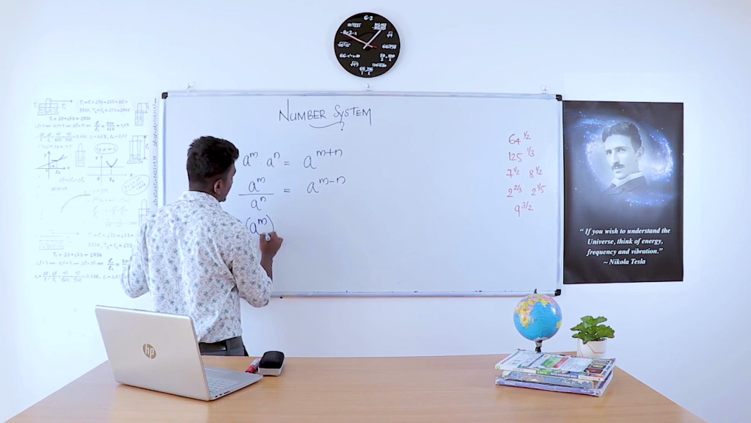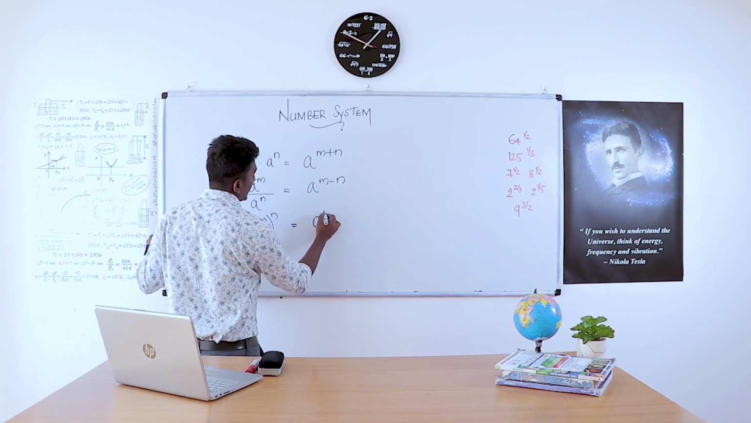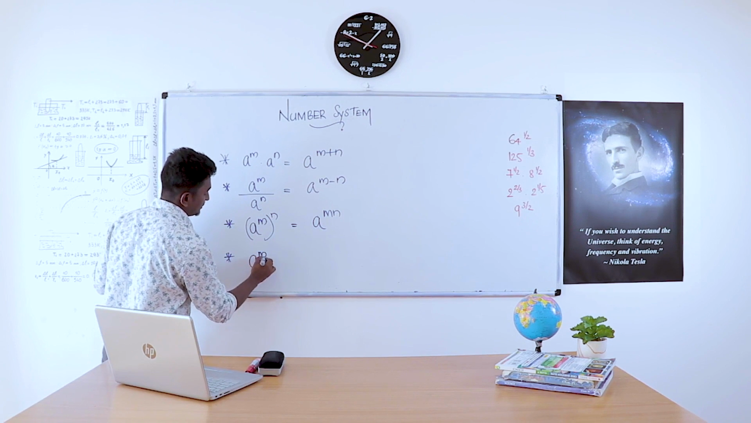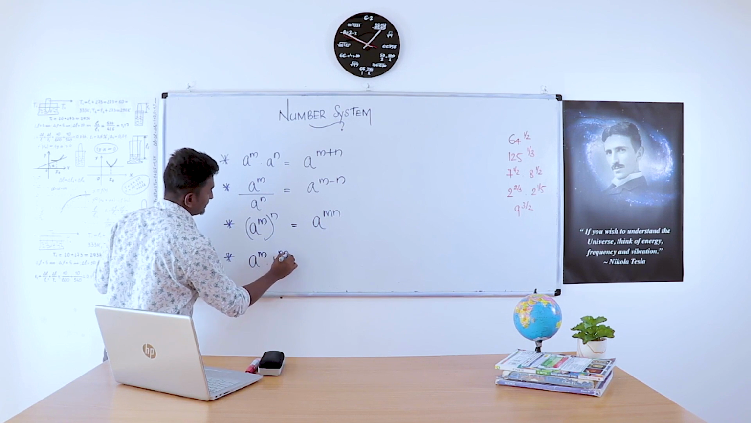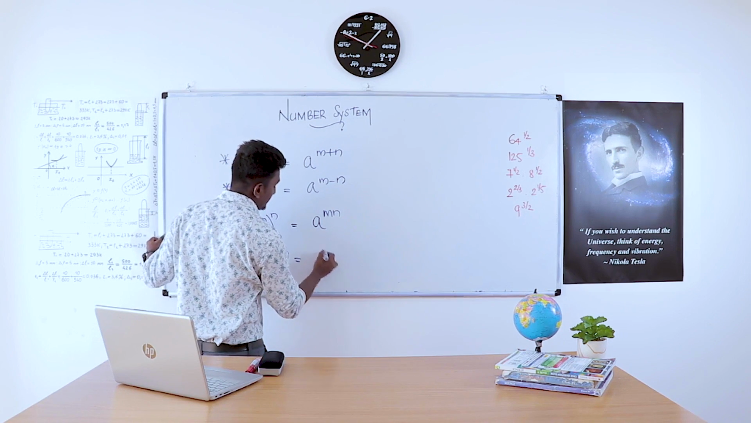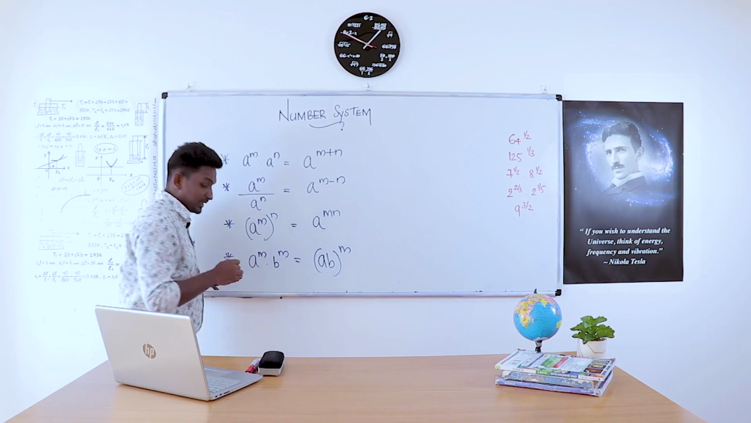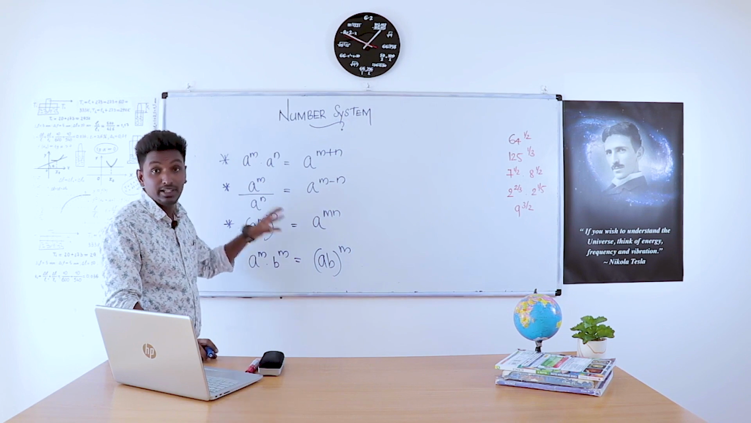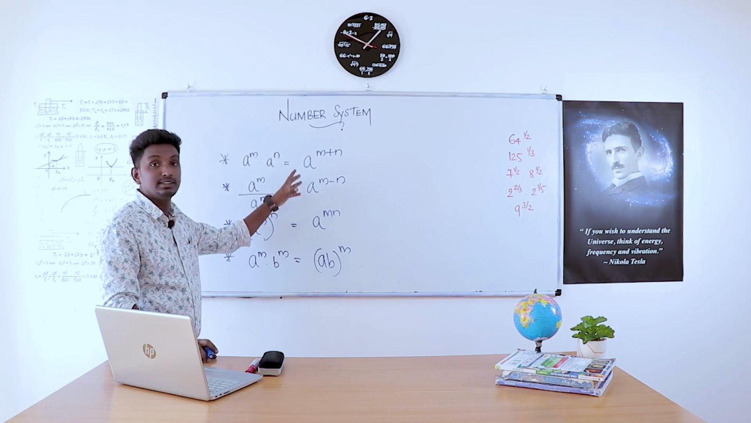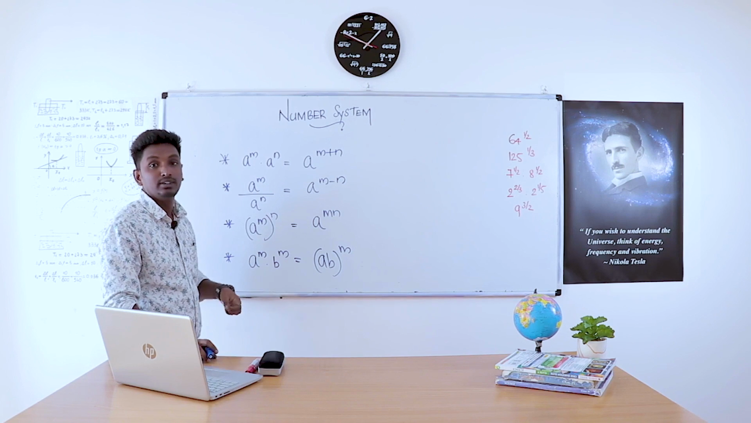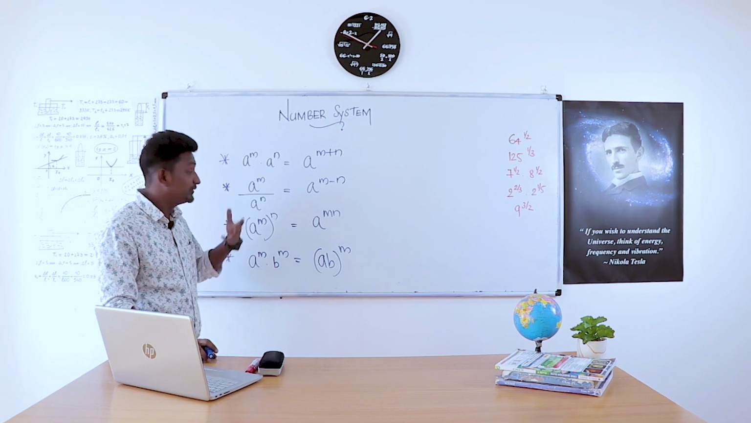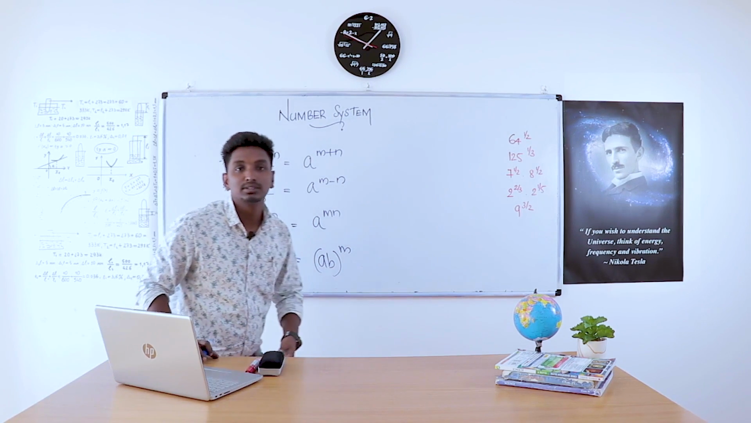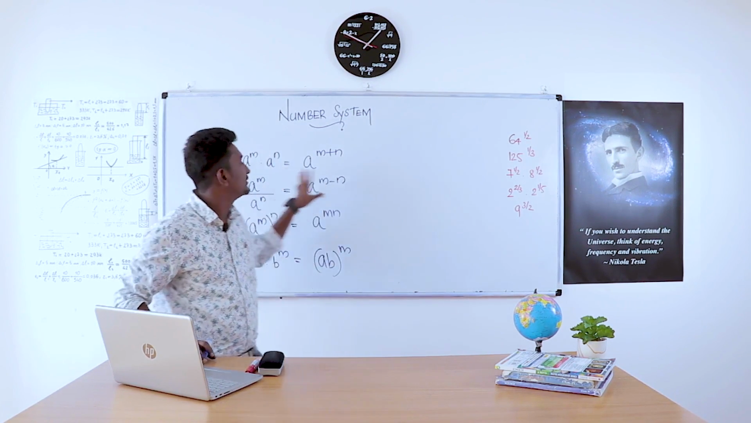And the third one is a raised to m the whole raised to n is equal to a raised to mn. And the last one is a raised to m into b raised to m is equal to ab the whole raised to m. Study these four identities, very important ones, and very useful for your future math studies. This can be used in physics also. We are using these identities. So for solving problems, you must study these four identities.